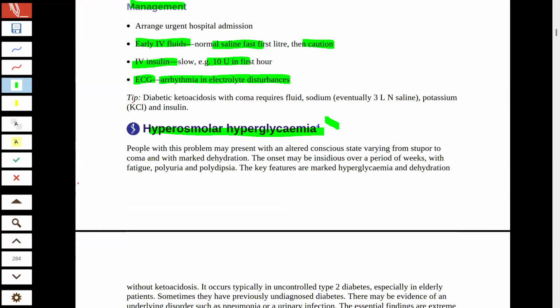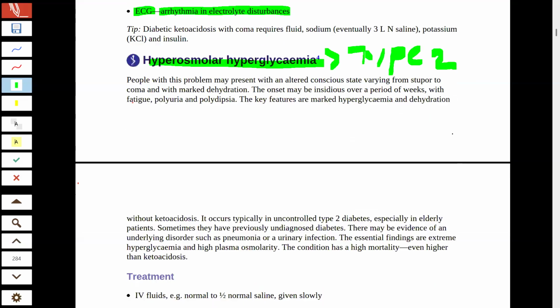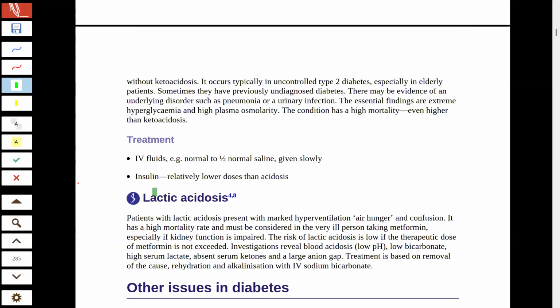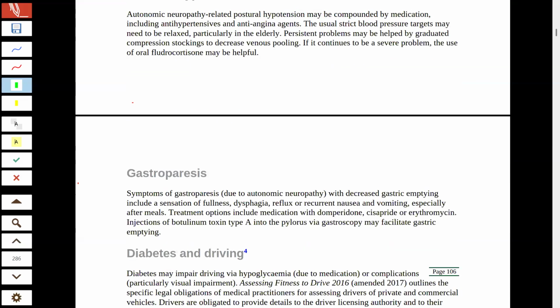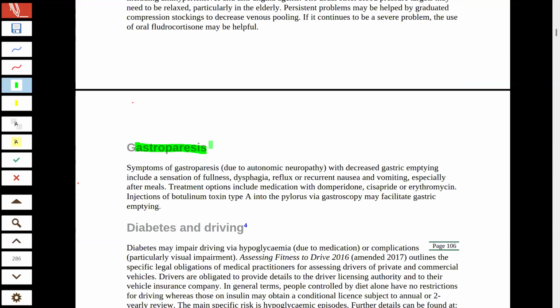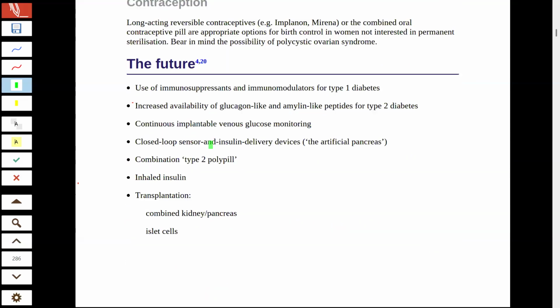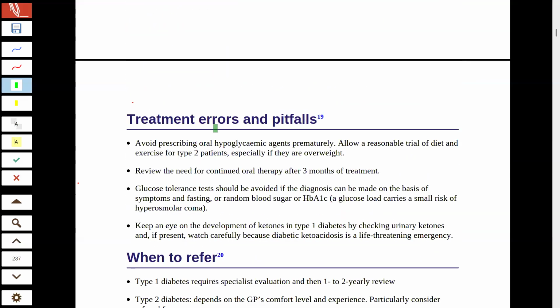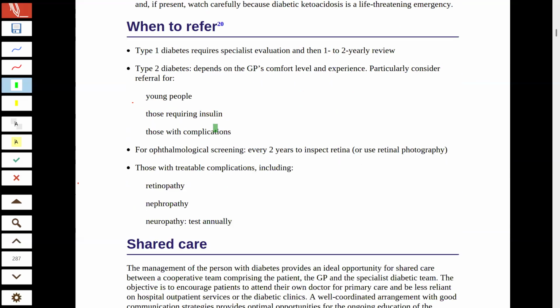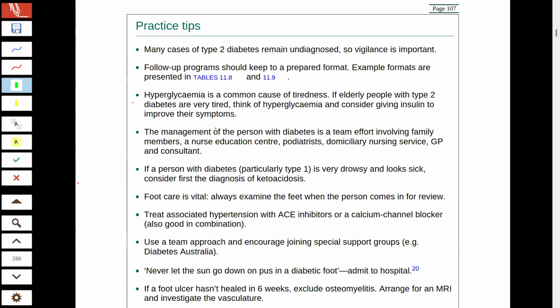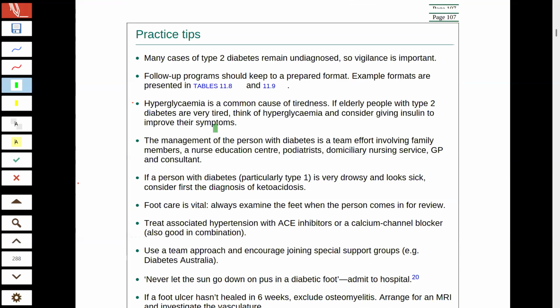Hyperosmolar, this is type 2. So I think no need for discussion over here for type 2. We already discussed a lot of things. Ketoacidosis is type 1. In type 1, the ketone body is formed. Gastroparesis is a chronic complication of diabetes mellitus. So these are the important things you have to go through in this chapter. No need to go to any other chapter.